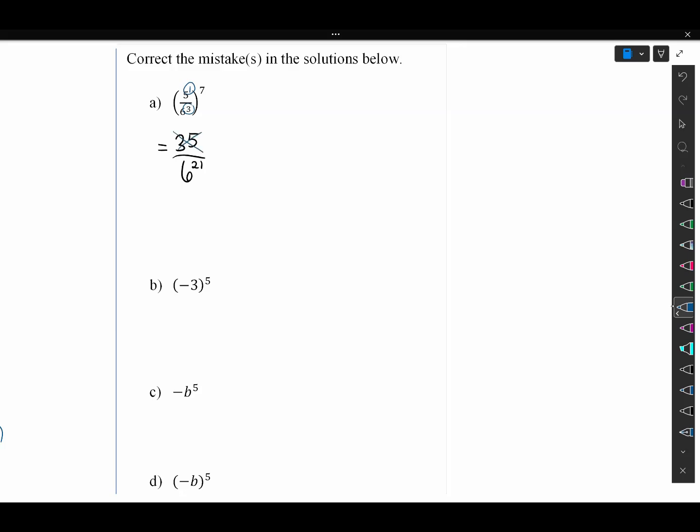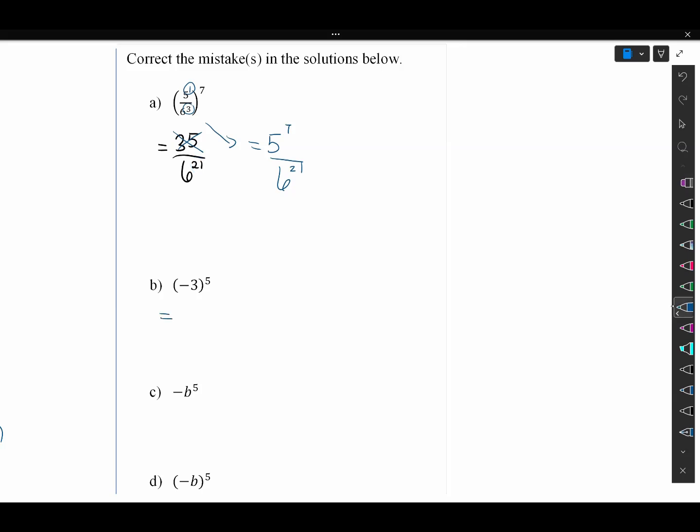So instead of a 35 in my numerator, I'll be multiplying the 7 times the 1. I'll be leaving the base the same. I'm working with 5 to the exponent 7 times 1. That's 7. Fantastic. In my denominator, again, this 7 applies. So I'm working with 6 to the exponent 21. That was done correctly. Nice job, us.